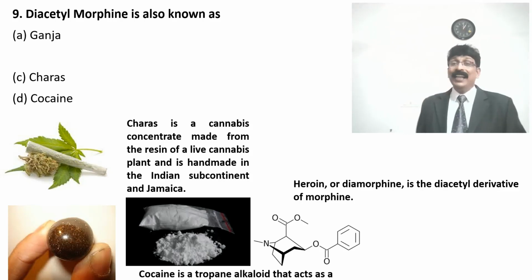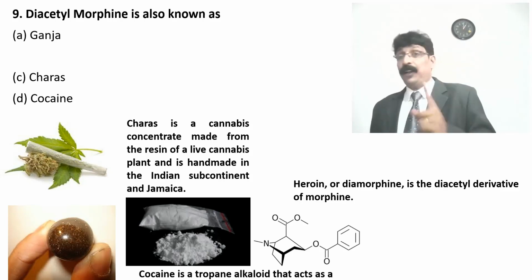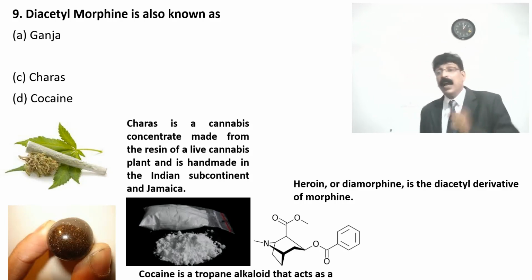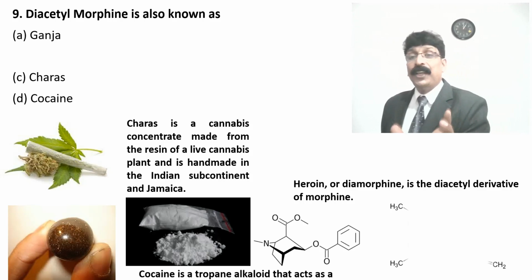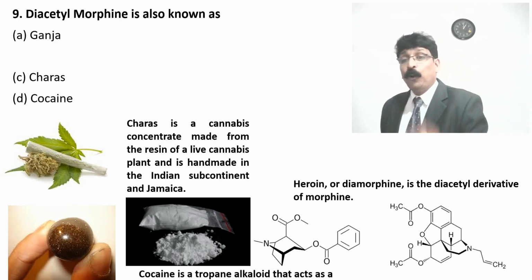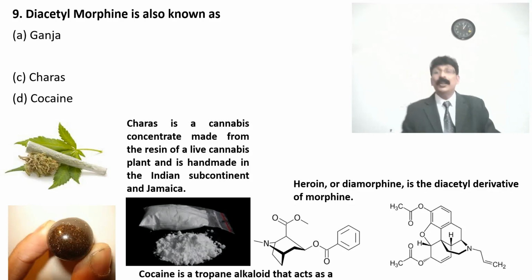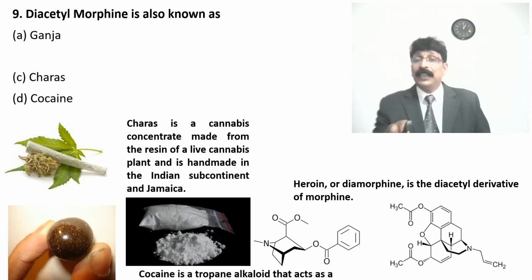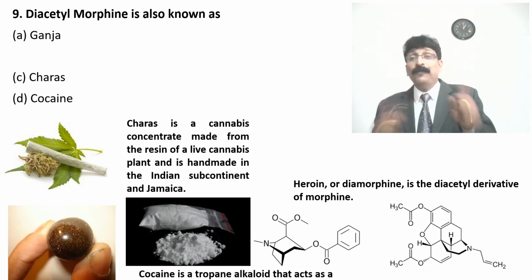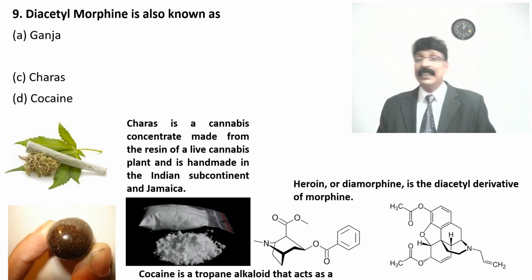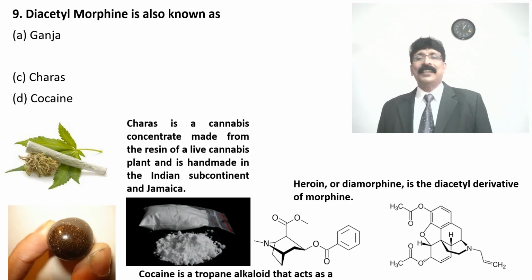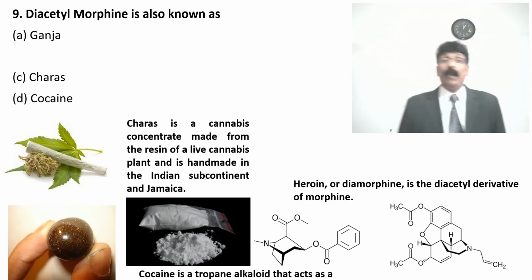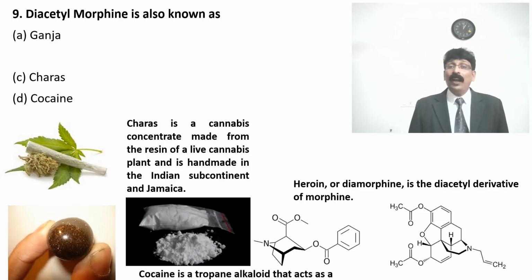Heroin is diamorphine, not dimorphine. Diamorphine is the diacetyl derivative of the morphine group, having two acetyl groups attached. You can see the morphine structure, when we were studying, with the benzene ring structure, which has 2 acetyl groups. Clearly you can see it in the structure. So diacetyl morphine is called heroin.